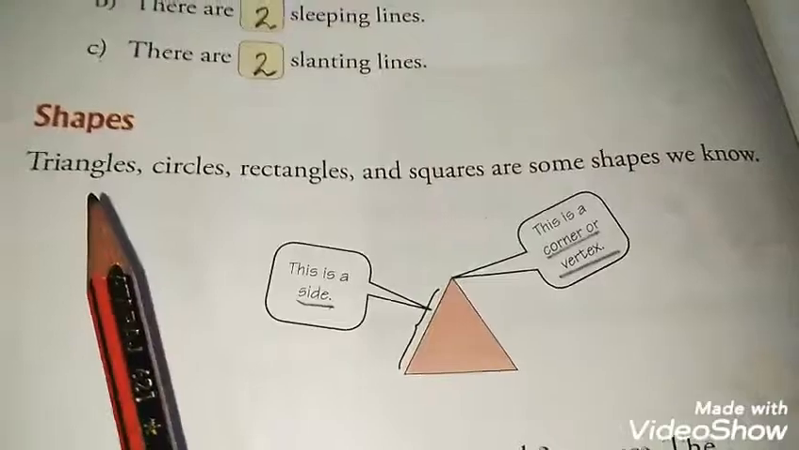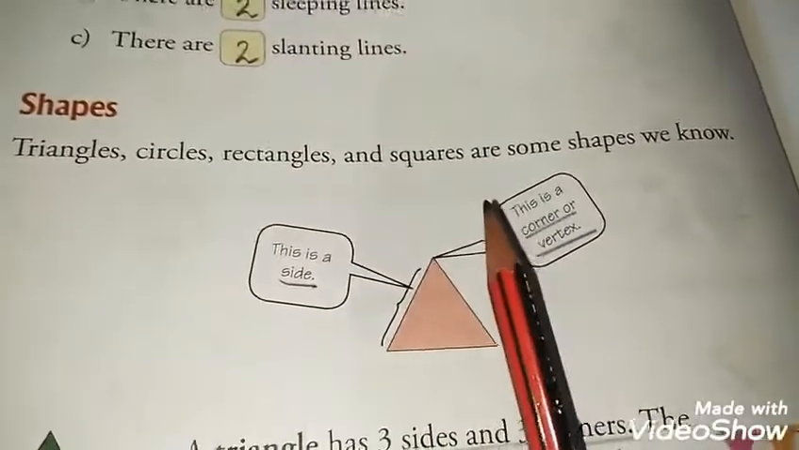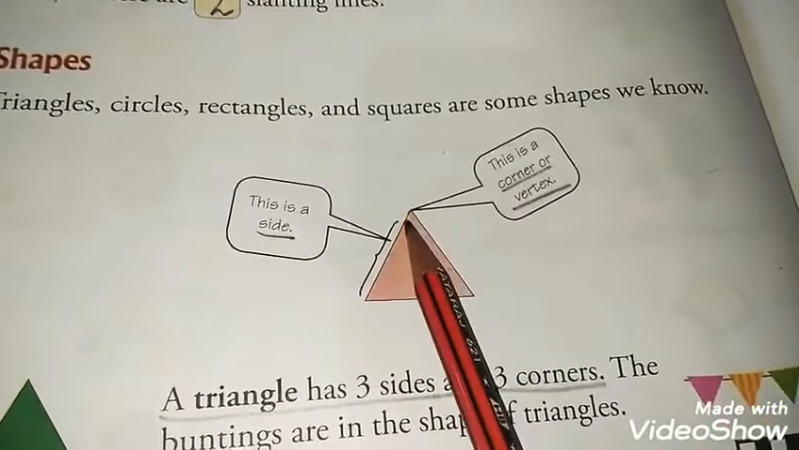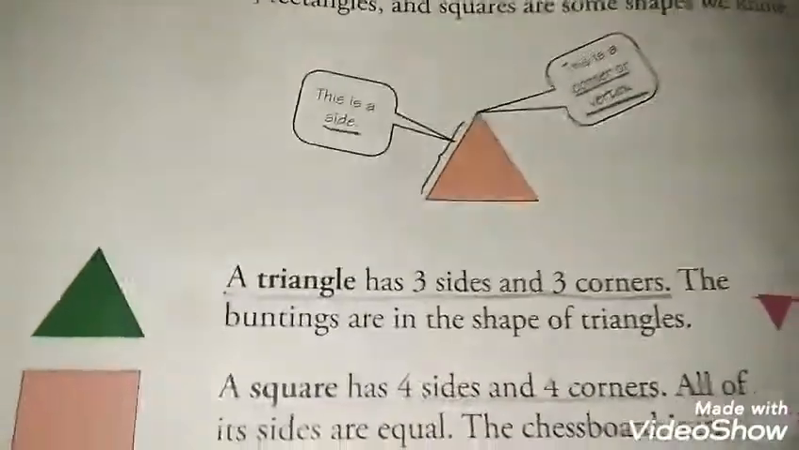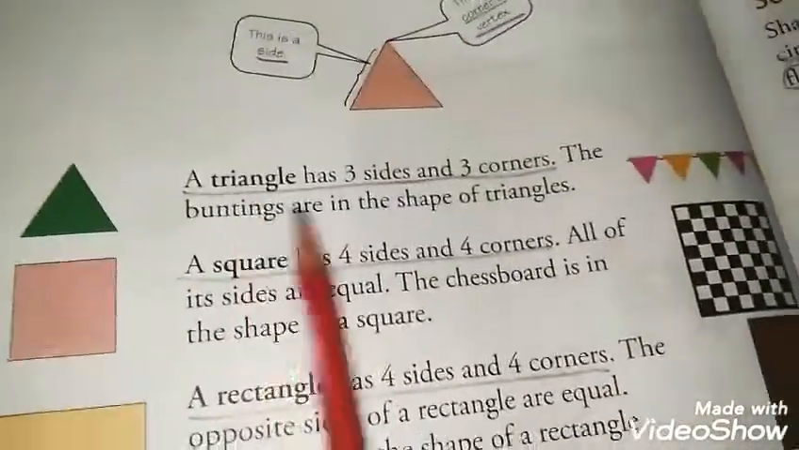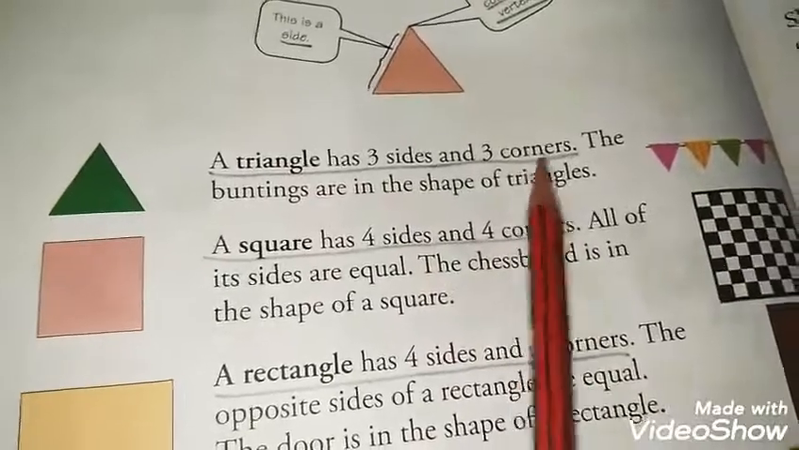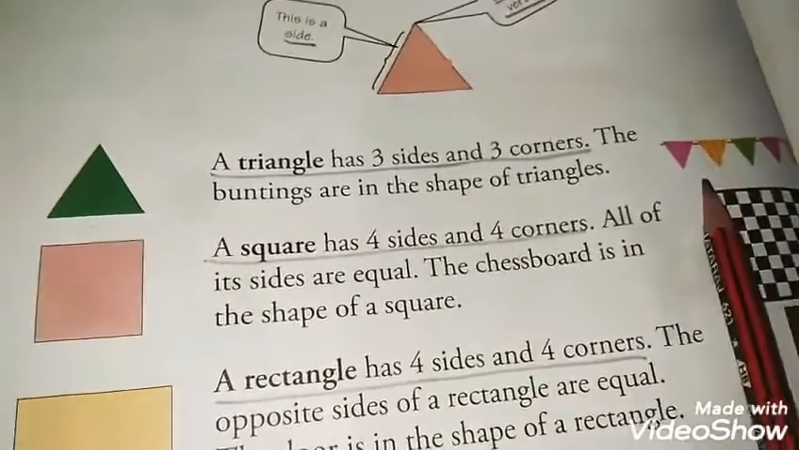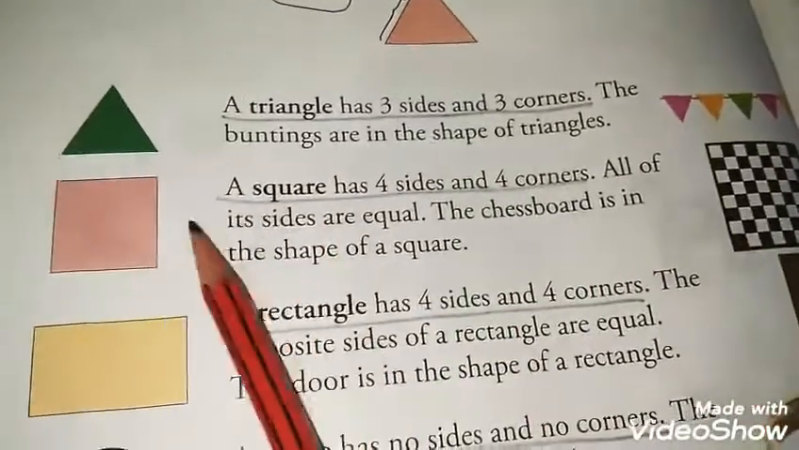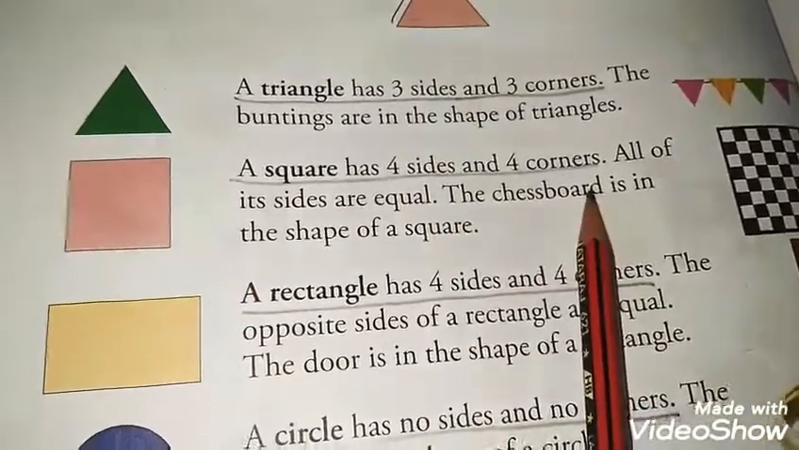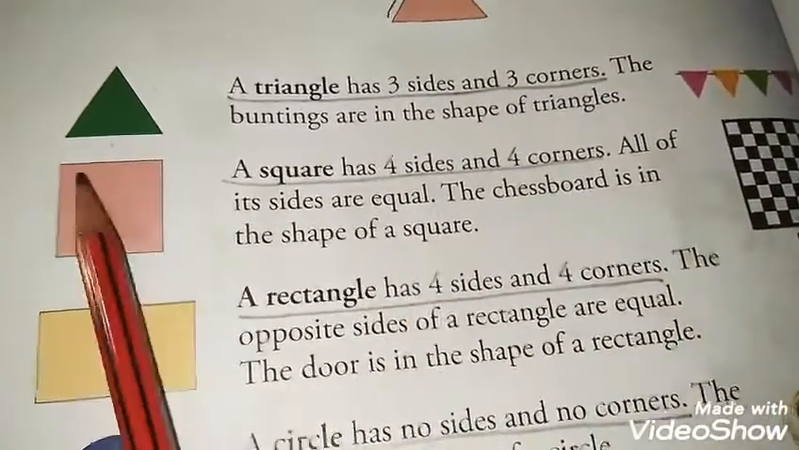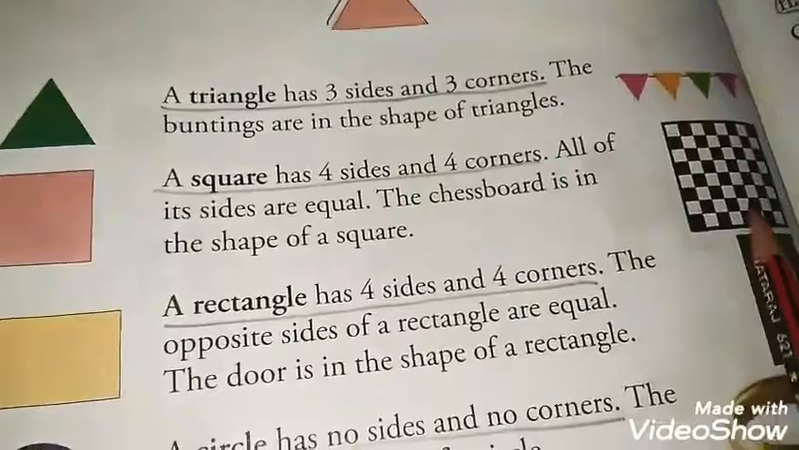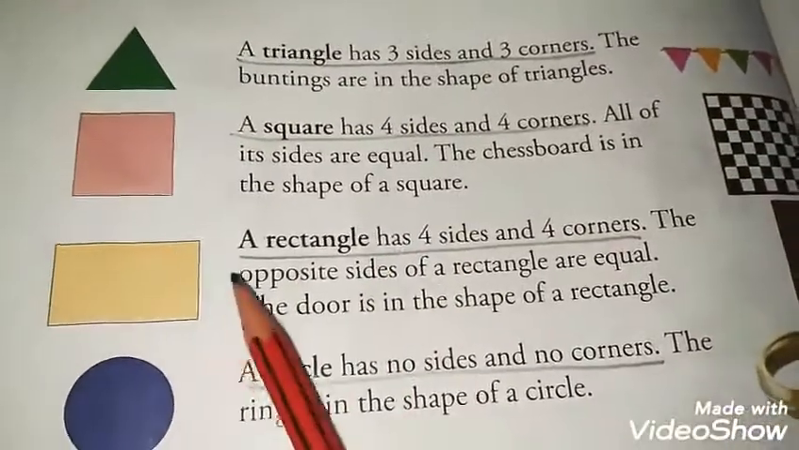Next is shapes. Students, in first class, you have learned these shapes: triangle, circle, rectangle, squares, right? See this one. This is a side of a triangle and these are the corners or vertices of a triangle. First is our triangle. A triangle has 3 sides and 3 corners. The buntings are in the shape of triangles. A square has 4 sides and 4 corners and all these sides are equal. This chessboard is like a square.